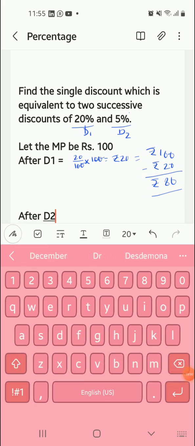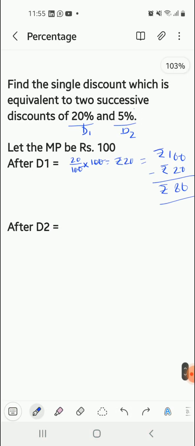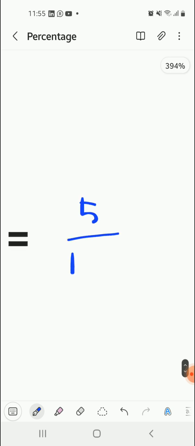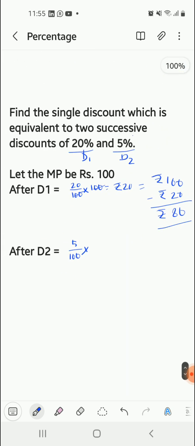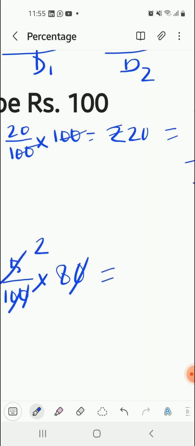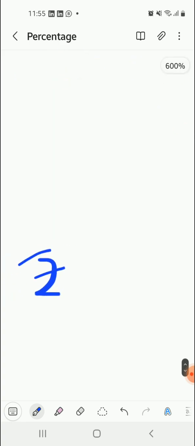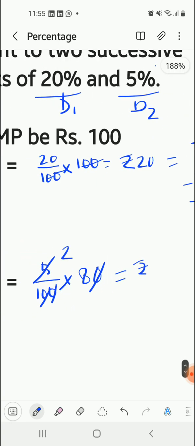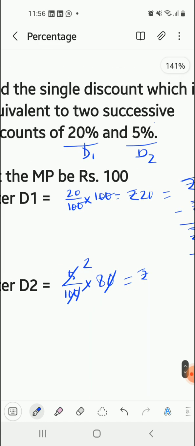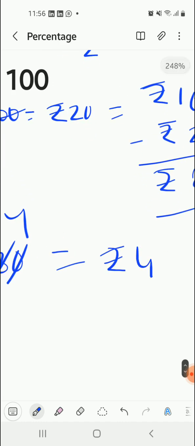After D2, now D2 is given as 5%, you can see. So 5%, that is 5 by 100 of 80, deducted. 5 eights are 40, so this was rupees 4, right?